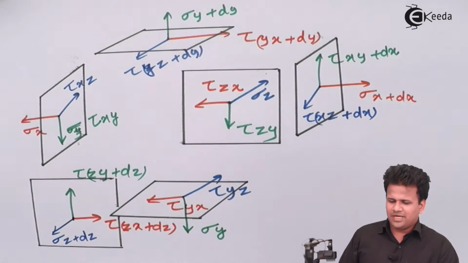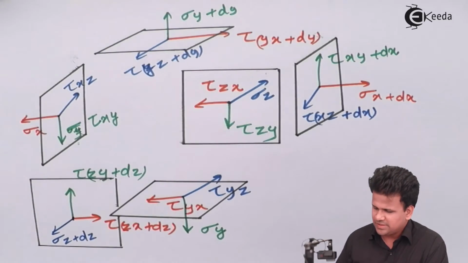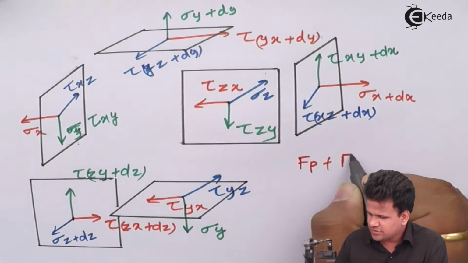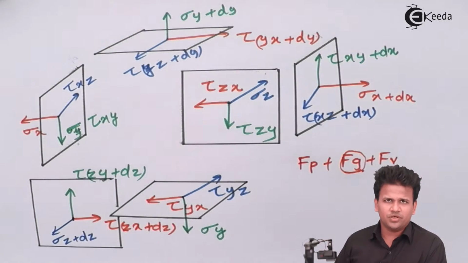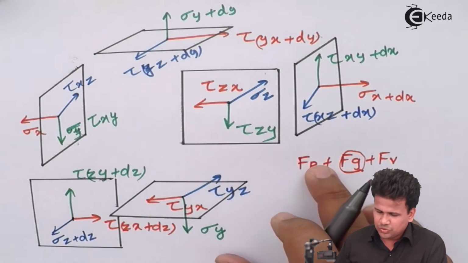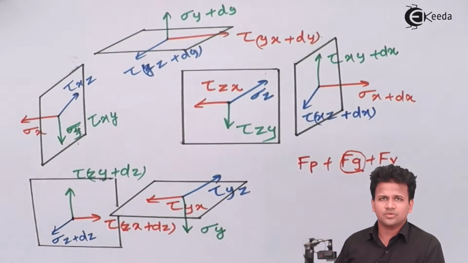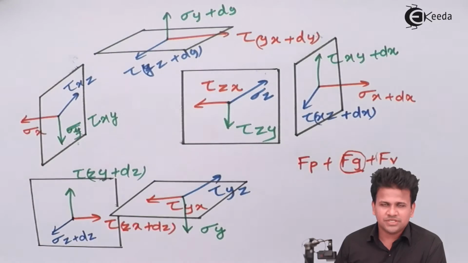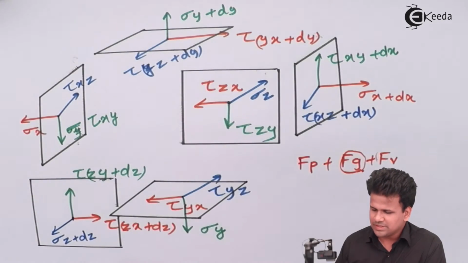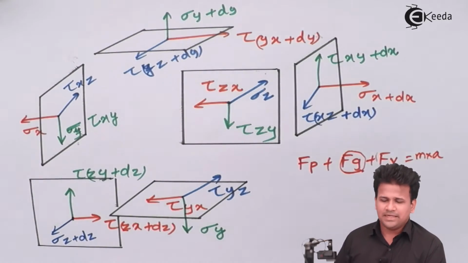Now what we have to do is apply the Navier-Stokes equation. This equation consists of three forces: force due to pressure, force due to gravity, and force due to viscosity. The force due to gravity we consider as body force per unit volume. The force due to pressure will consist of sigma x plus dx and all the sigma terms, because they are perpendicular to the area. Fv, the viscous force, is the force due to tau, the shear stress, which is parallel to those areas. All these forces parallel to the areas we have to take into consideration, and that will be equal to mass into acceleration along that individual direction.